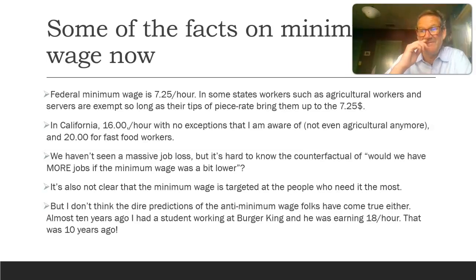But a few years ago, I already said this sort of piece about it doesn't seem like the worst of the dire predictions are coming true. But almost 10 years ago, I had a student at a different university I was working at, and he was very smart. He was going to transfer someplace really nice, and I said, "Man, we've got to get you a job on campus as a writing tutor or something like that." And he said, "No. I'm working at Burger King. I'm making 18 bucks an hour." This was 10 years ago.